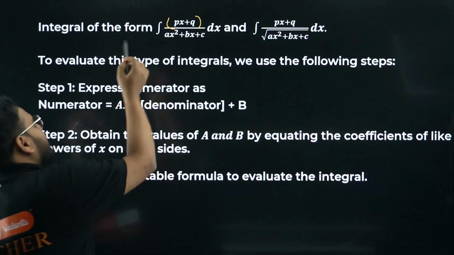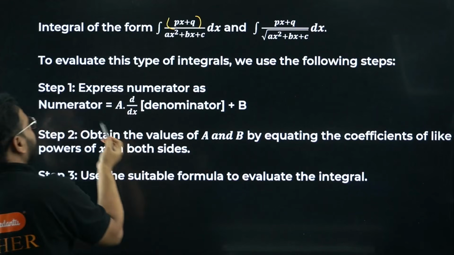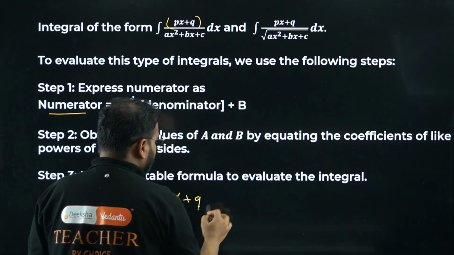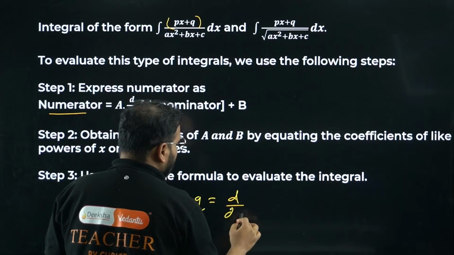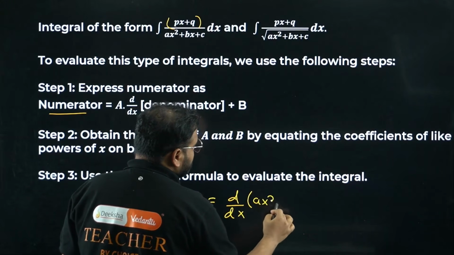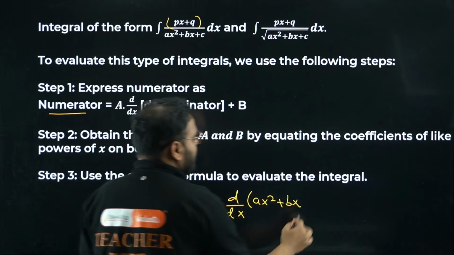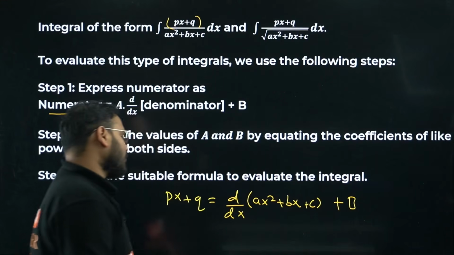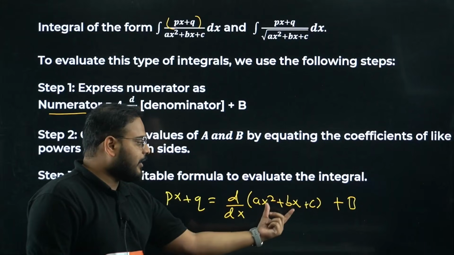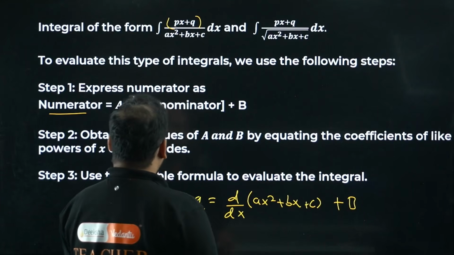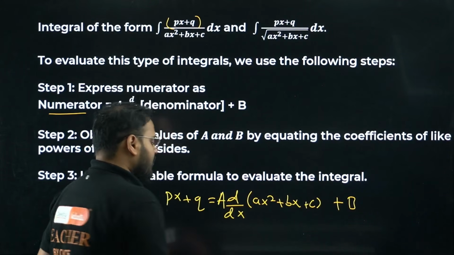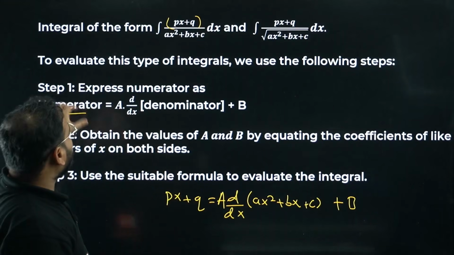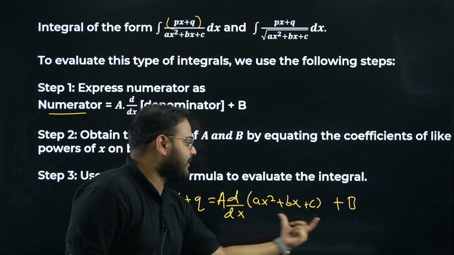What is that? So write px plus q equal to a times the derivative of ax square plus bx plus c, plus b. So first of all, from here only you compare and find. Actually, I forgot to write a here. So compare and find the value of a and b from here only. After that, replace the whole numerator by this term with a and b, this whole thing.